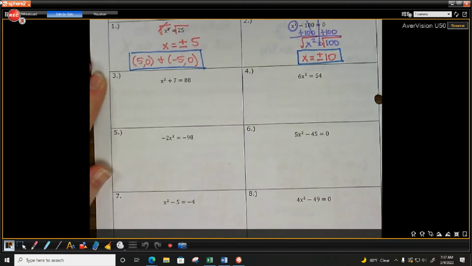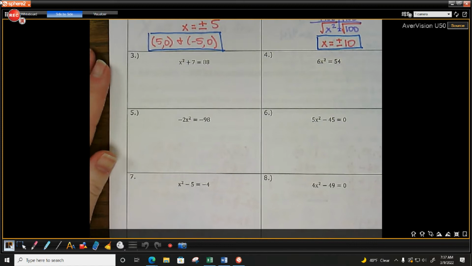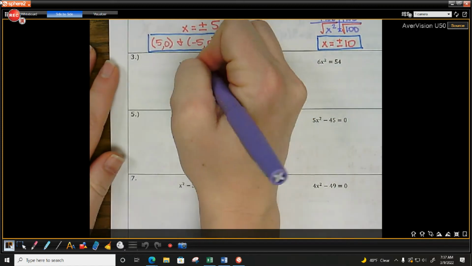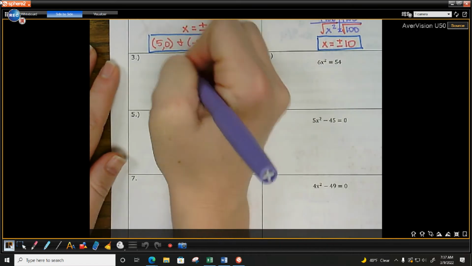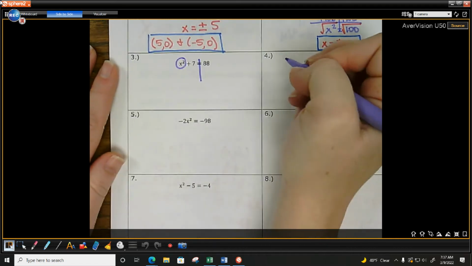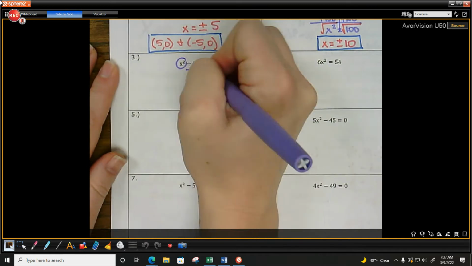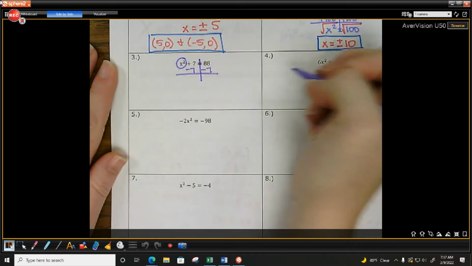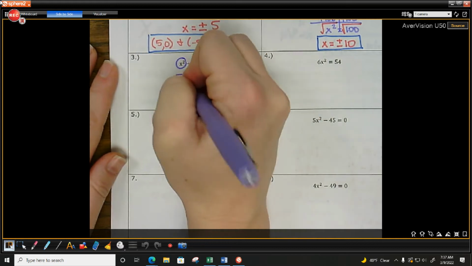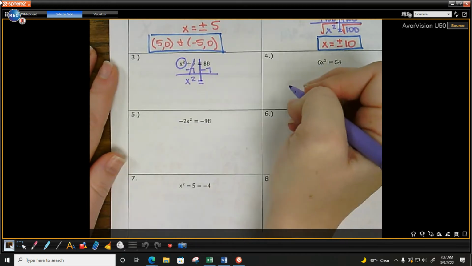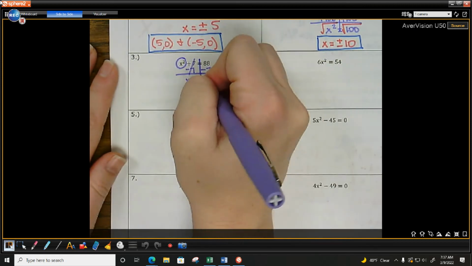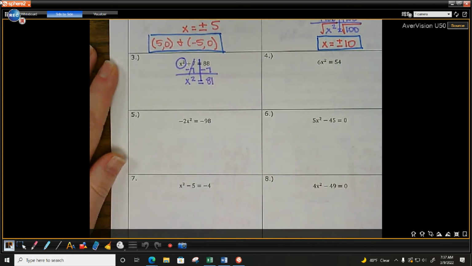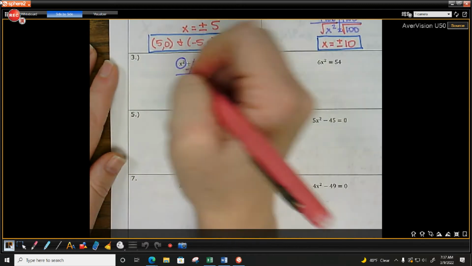Okay, next one. Is x squared by itself? Yes, no? No. Solve for x squared. What are we going to do? Subtract 7 on both sides. And then I get x squared equals 81. And then what do I do next? X squared is now by itself. What are we going to do next? We're going to square root.